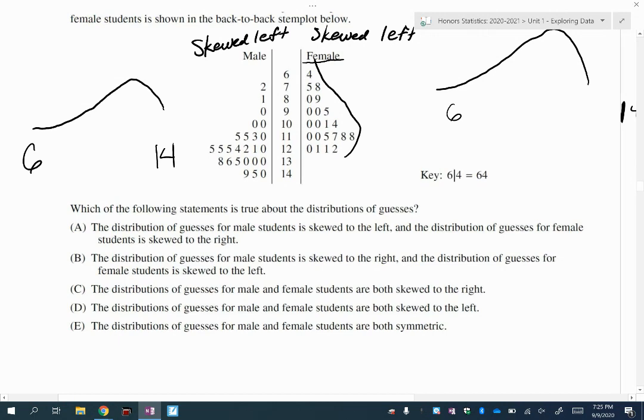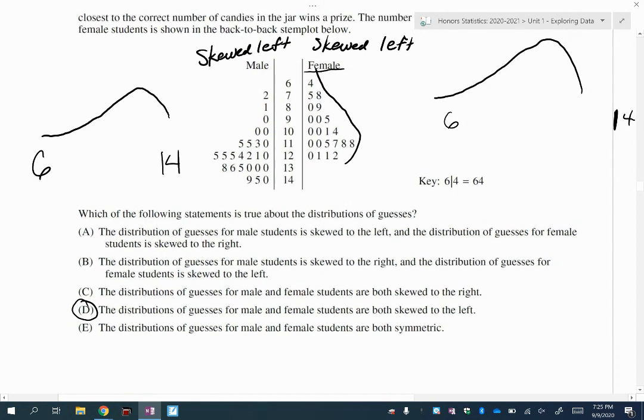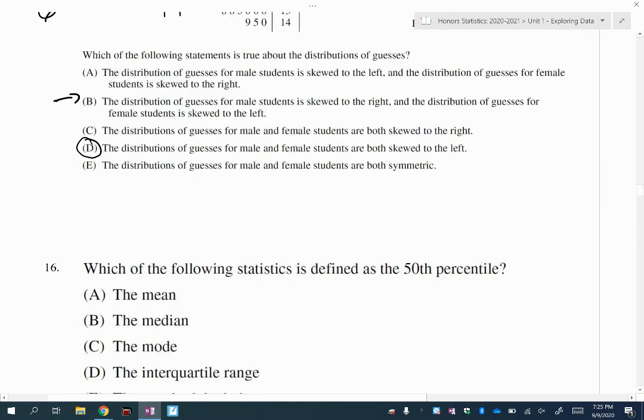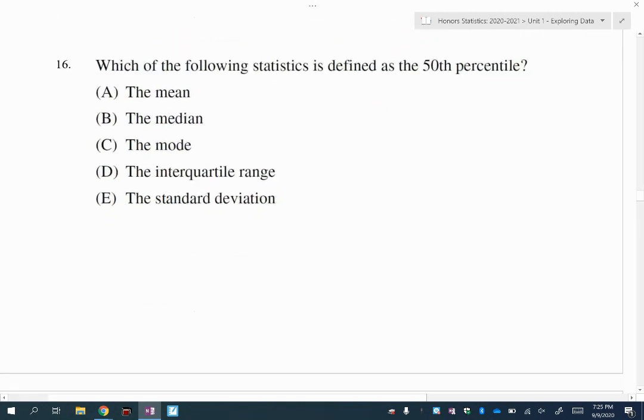So if you look at the answer choices here, it says the distribution of guesses for both are skewed to the left, D. A lot of students will end up putting that the females are skewed left and the males are skewed to the right. A lot of students end up putting B because they forget that. That's the confusing thing. That's why I don't like back-to-back stem plots. It can be confusing when you're drawing the shapes. Okay? All right, 16. Oh, this one should be real fast.